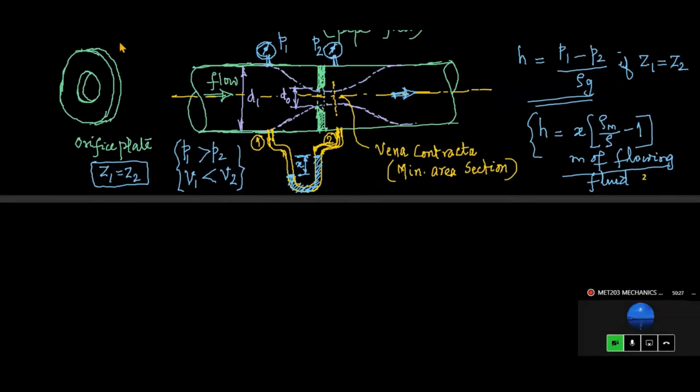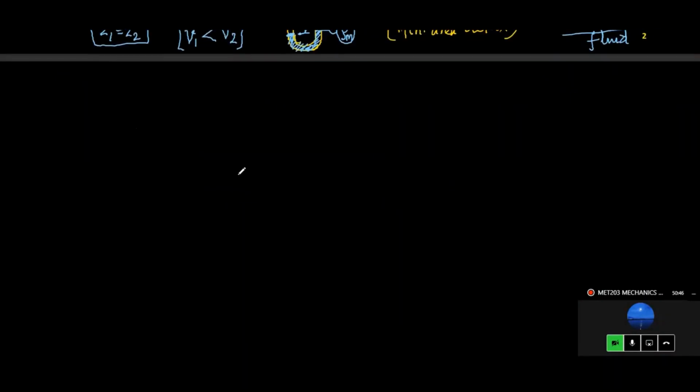And X must be in meters of manometric liquid, and the manometric fluid density is rho m, and the flowing fluid density is rho. Okay, so please understand that. And then the equation we will write. Please listen to me carefully.